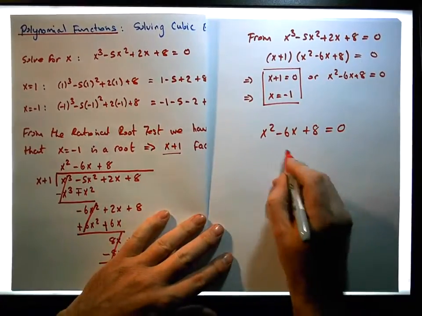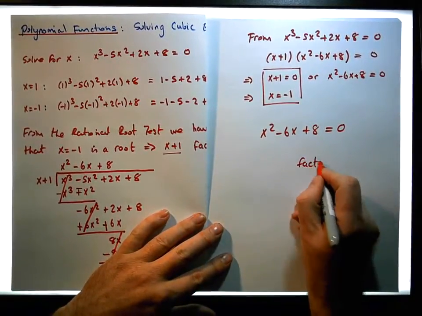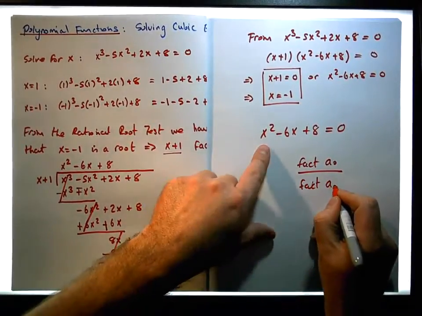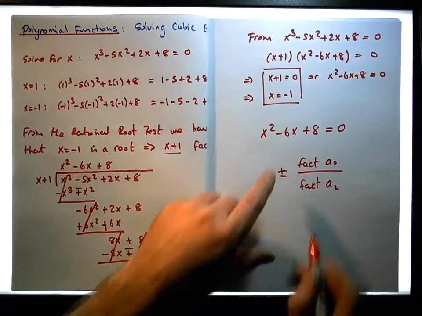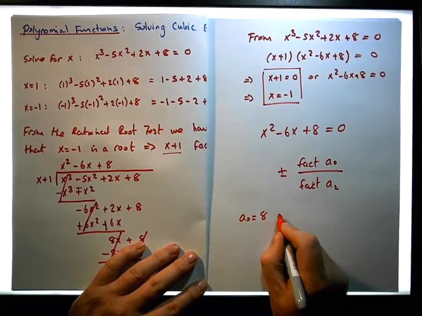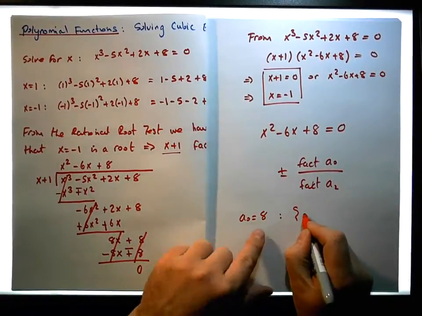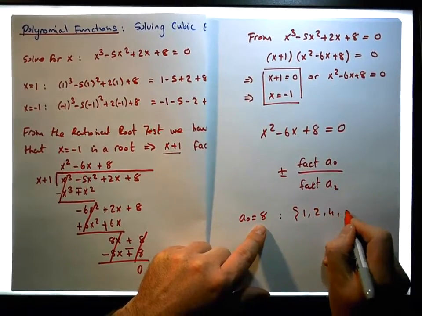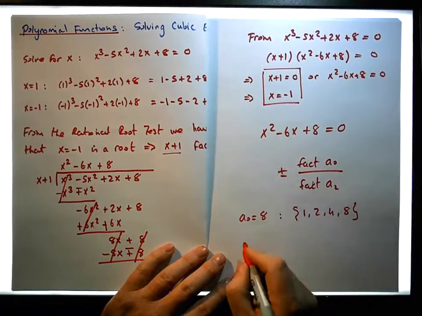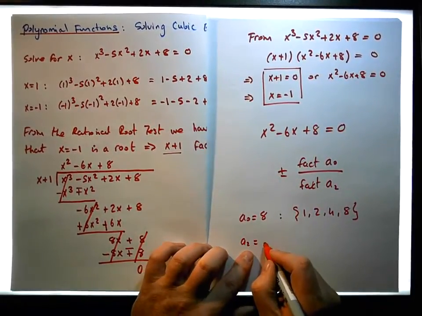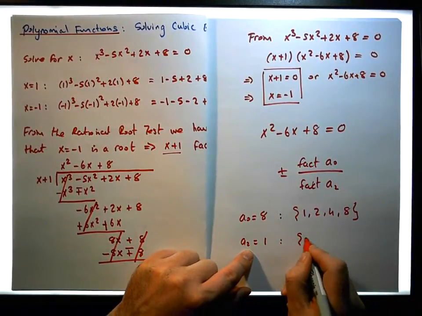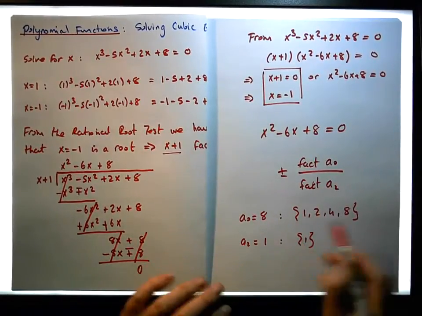And the rational root test would say, why don't you consider the factors of a0 over the factors of a2, and it's plus or minus them. Now the factors of a, we know what they are. So a0 is equal to 8. The positive factors are 1, 2, 4, and 8. And a2, the coefficient of the x squared, is equal to 1. So all the possible factors are plus or minus these things here.